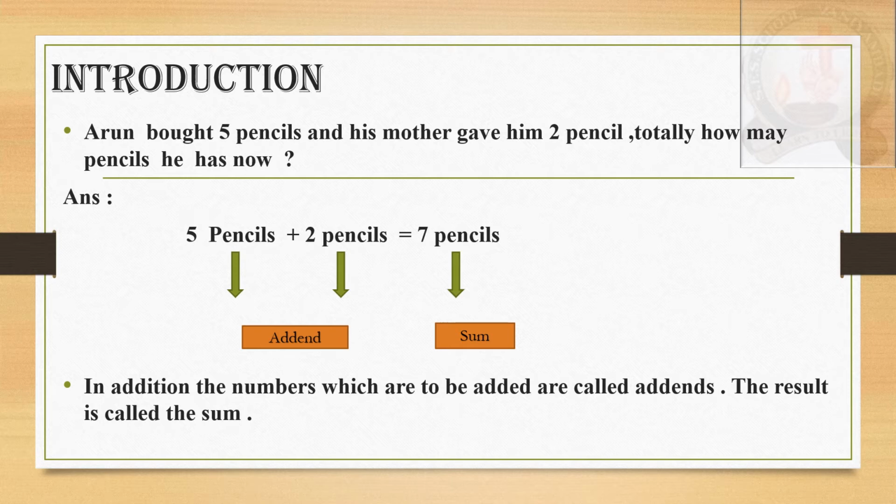In addition, the numbers which are to be added are called addends. The result is called the sum. In addition, this is what we need to understand: only two things, addend and sum. Addend is the number which is to be added. The result is called the sum, children. That is addition. Let us understand this concept by adding some numbers.